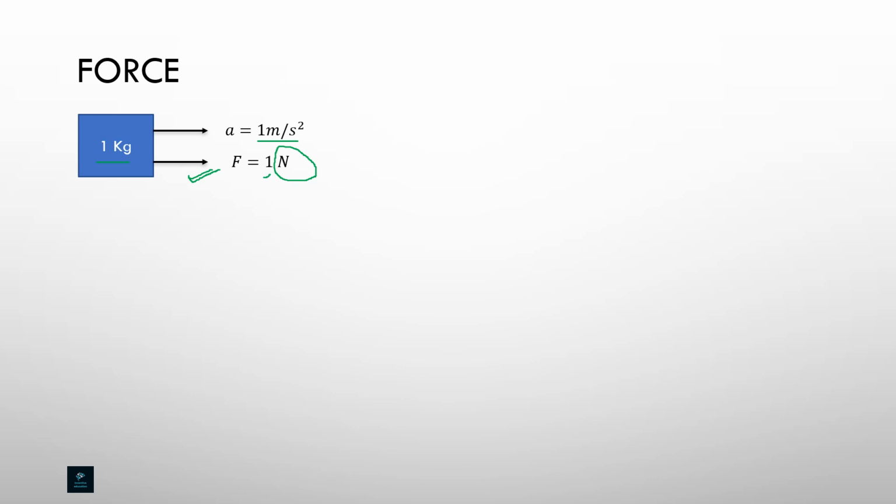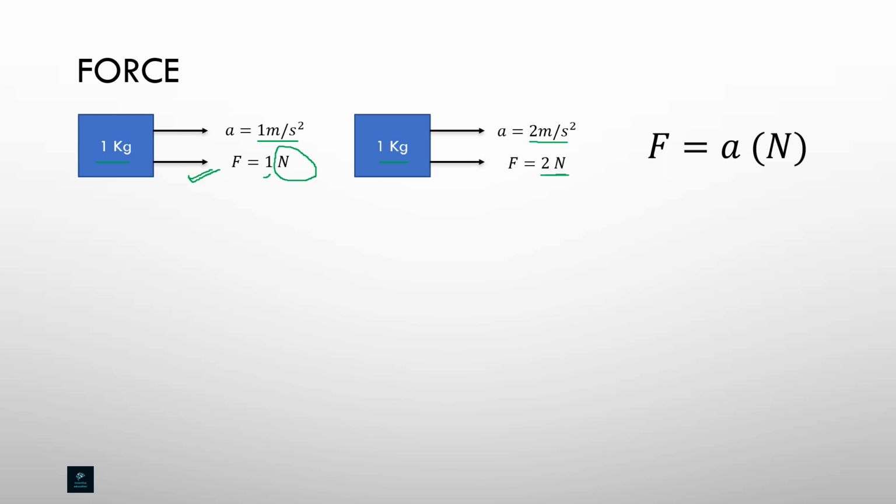Now again suppose that we have a body of mass 1 kg and we seek to accelerate it by 2 meters per second square. The force that has to be applied on this body will then be equal to 2 newtons. So now we can generalize. Suppose that we have a body of mass 1 kg and we want to accelerate it by a meters per second square. Then we have to apply a force of a newtons on this body.